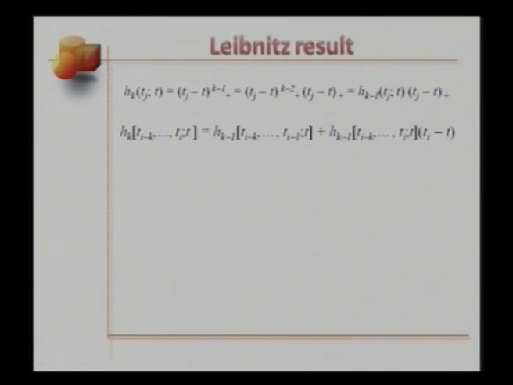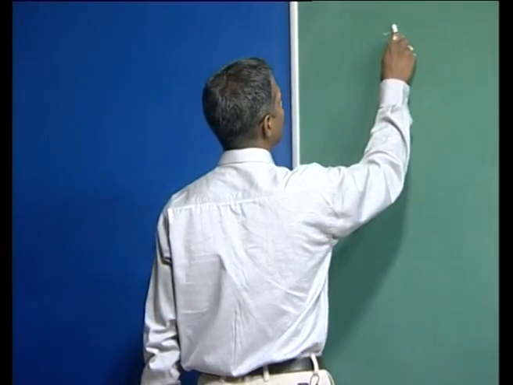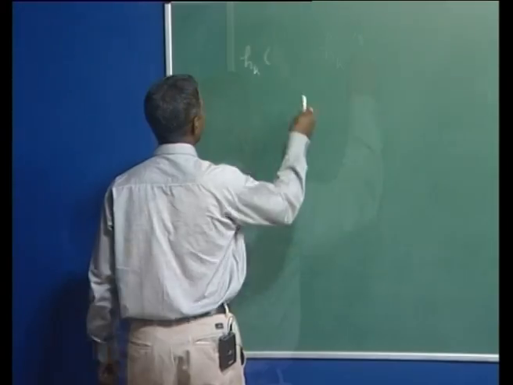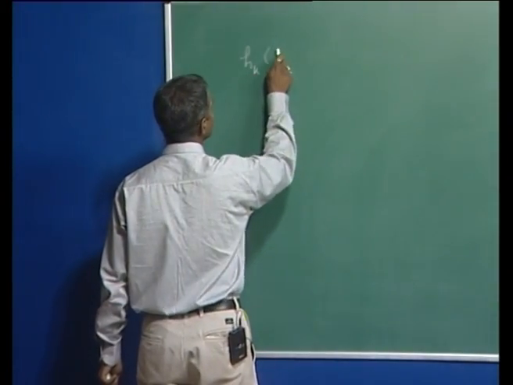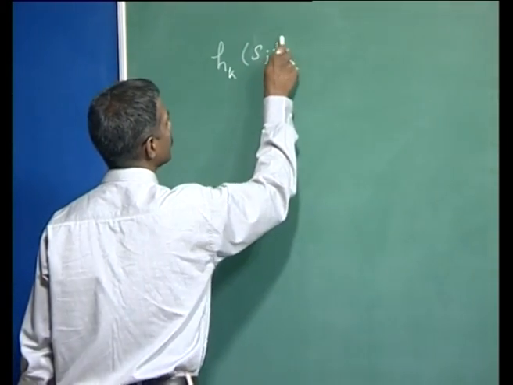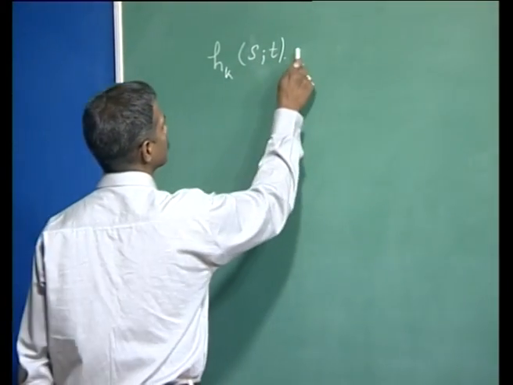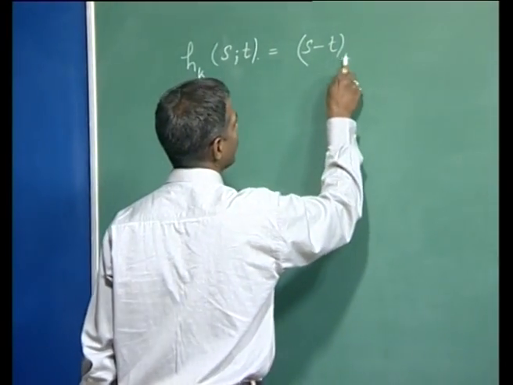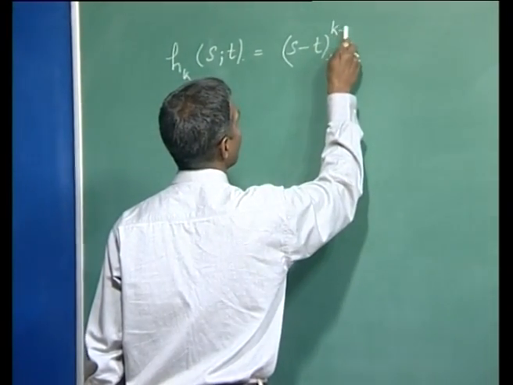I have skipped a few steps here. Let me show you those steps on the board. So let's start with our truncated power function of order k. And let me represent it using two parameters s and t. This is equal to (s minus t) truncated raised to k minus 1.